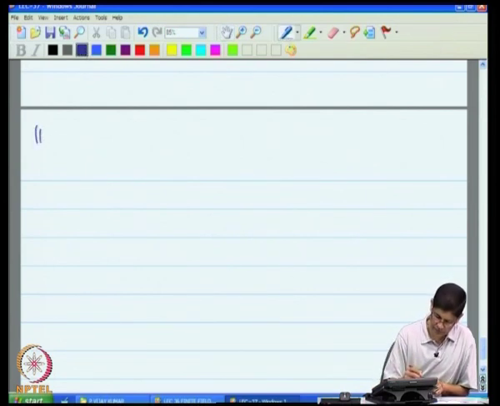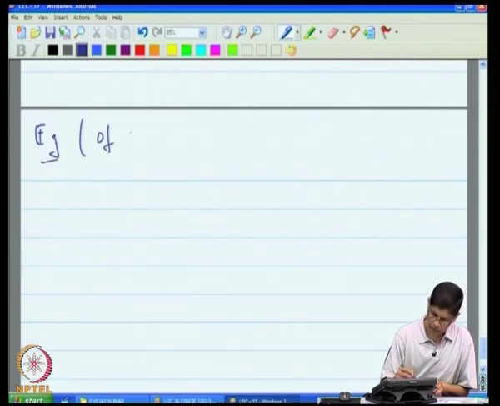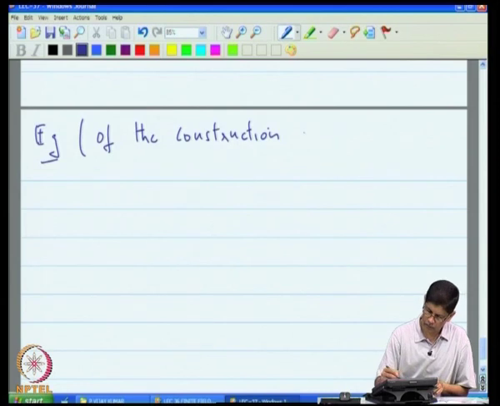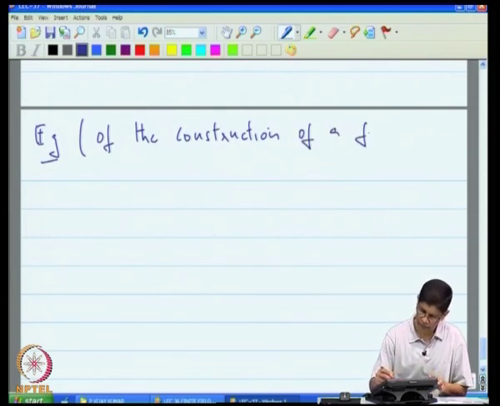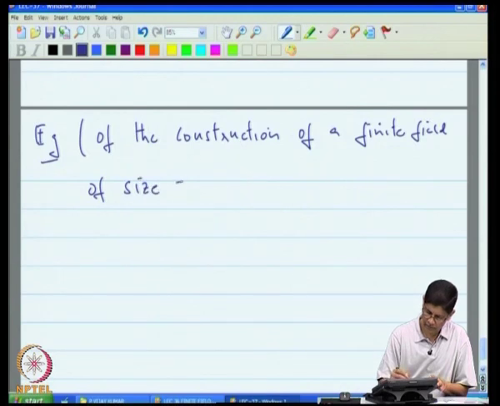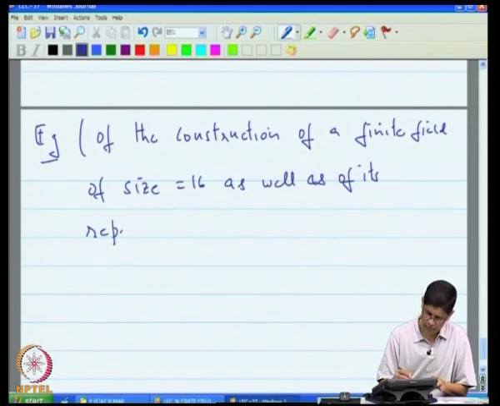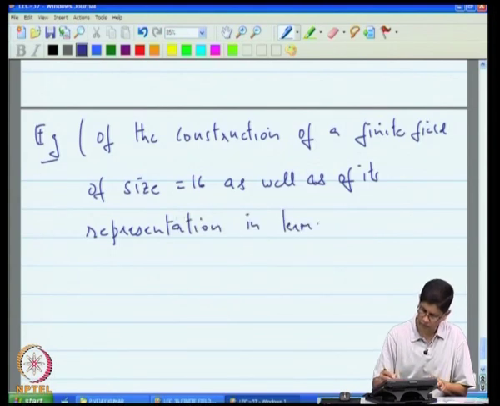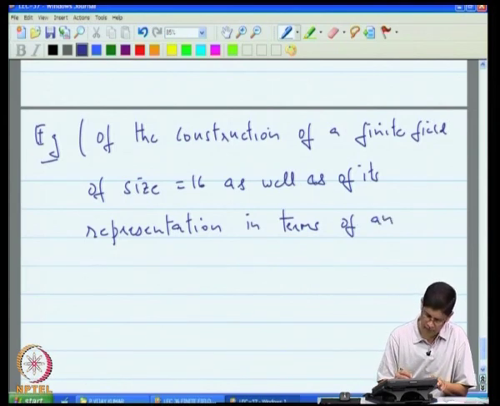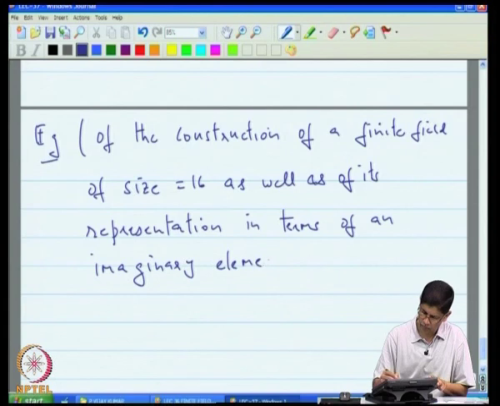an example of our construction of a finite field of size equal to 16, as well as of its representation in terms of an imaginary element alpha.